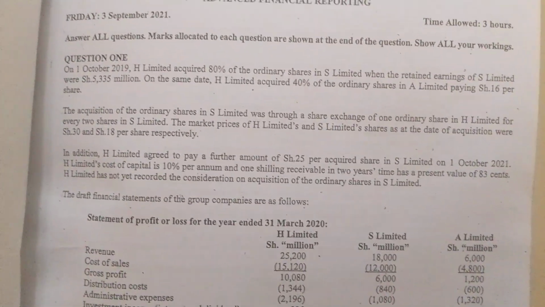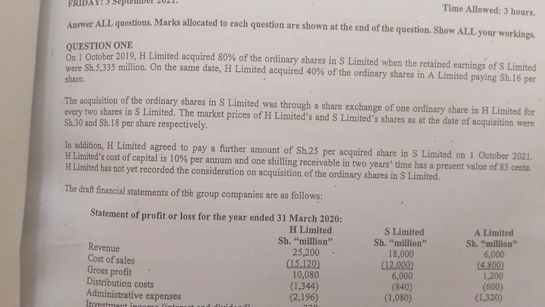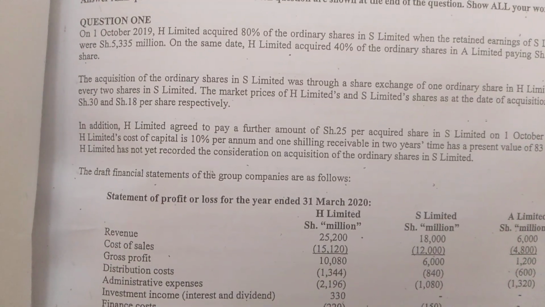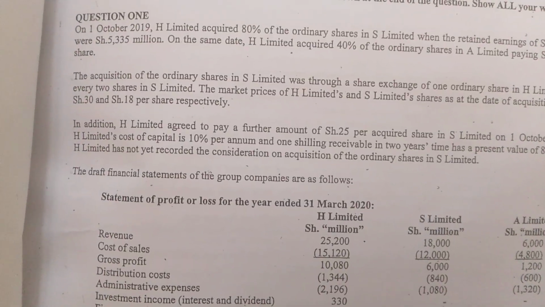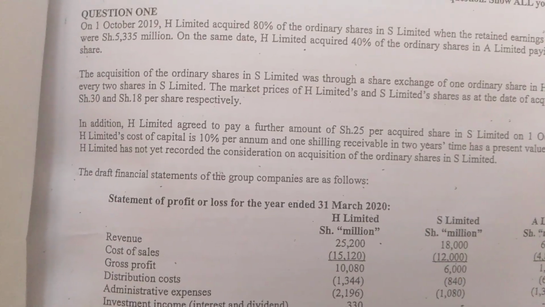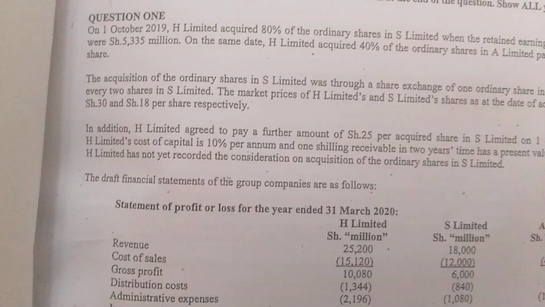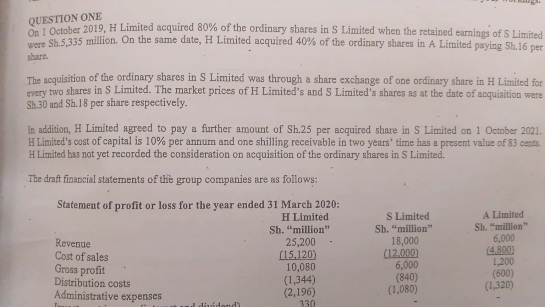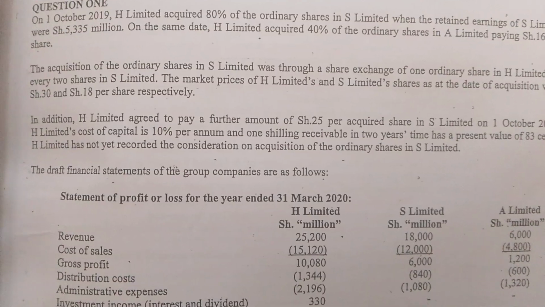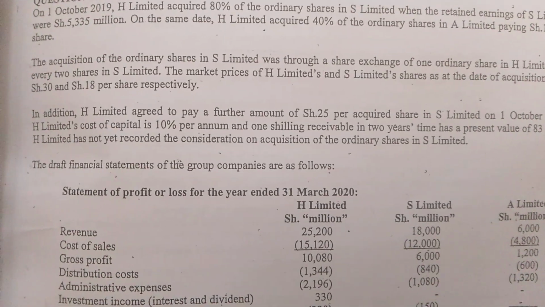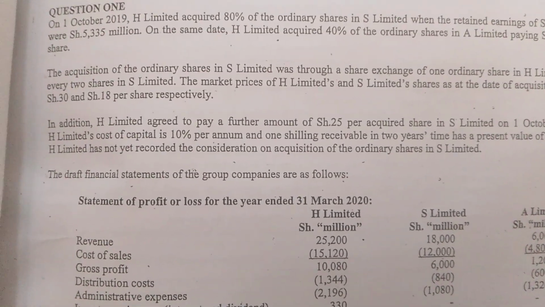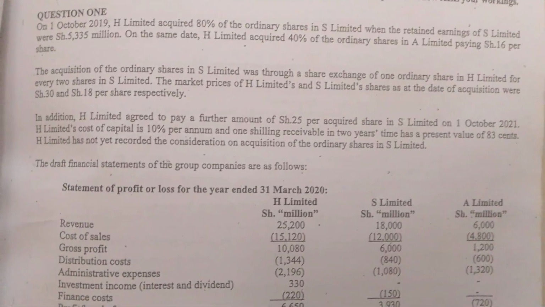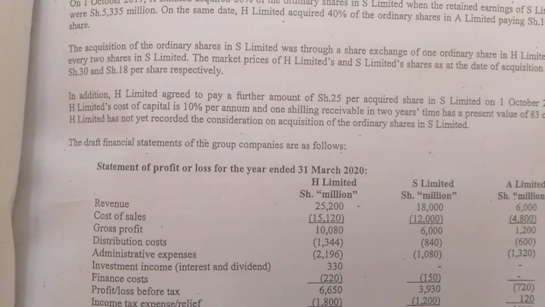Is that the point? The acquisition of the ordinary shares in S Limited was through a share exchange of 1 ordinary share in H Limited for every 2 shares in S Limited. Now that portion we have done. The market price of H Limited's and S Limited shares at the date of acquisition was shillings 30 and shillings 18 per share, respectively. So that is in your working number 1.